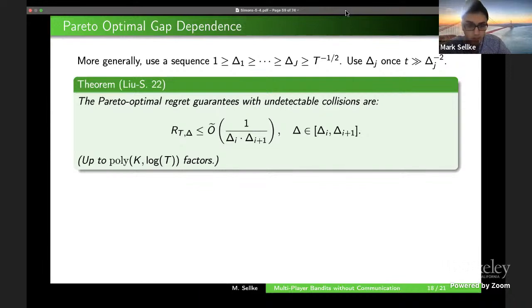And these are Pareto optimal in the sense that these are the best trade-off curves up to poly k log t factors. So if you want to get better than one of these curves, you have to be worse somewhere else. Your regret has to suffer somewhere else if you're better at some point.